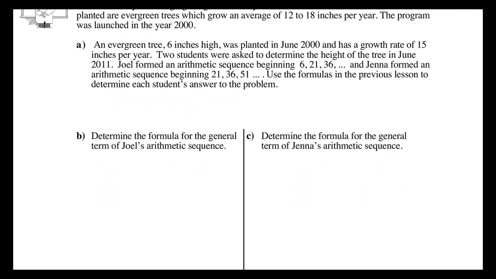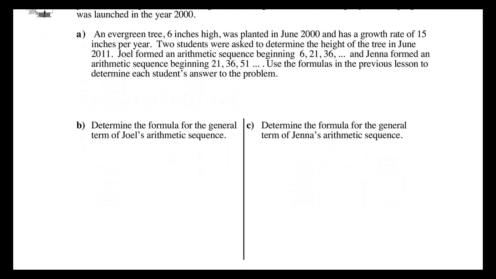Part A asks us, an evergreen tree 6 inches high was planted in June 2000 and has a growth rate of 15 inches per year. 2 students were asked to determine the height of the tree in June 2011. Joel formed an arithmetic sequence beginning 6, 21, 36, and Jenna formed an arithmetic sequence beginning with 21, 36, 51. Use the formulas in the previous lesson to determine each student's answer to the problem.